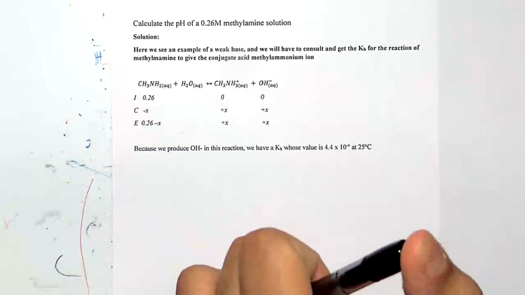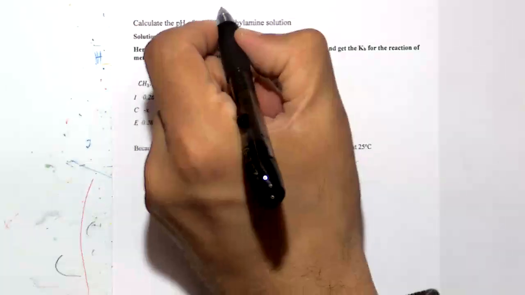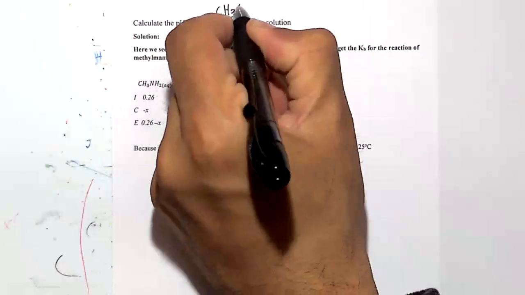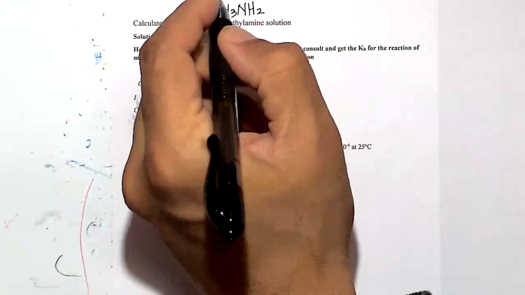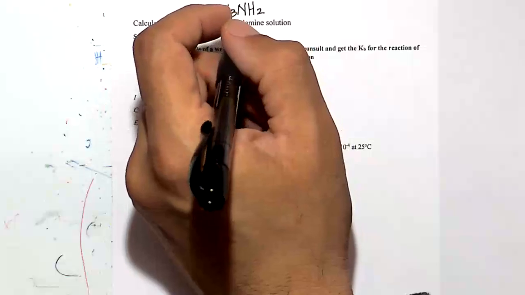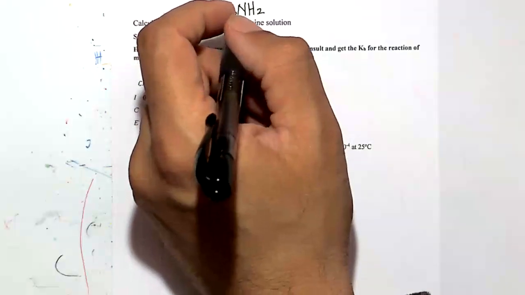Alright, so calculate the pH of a 0.26 molar methylamine solution. I'll give you the formula for methylamine. Okay, you don't have to worry about this. I'll give you the formula. Okay, what you do need to know is the following.